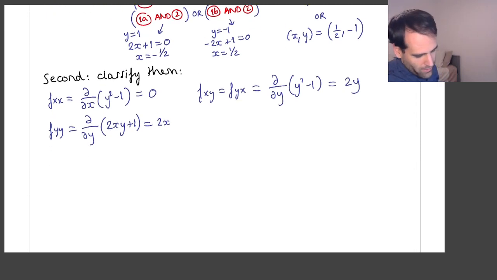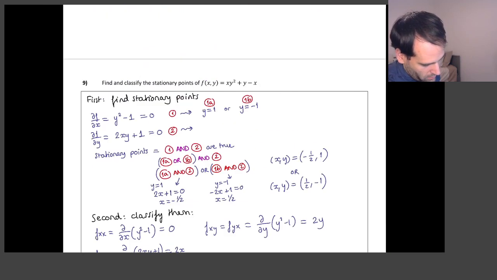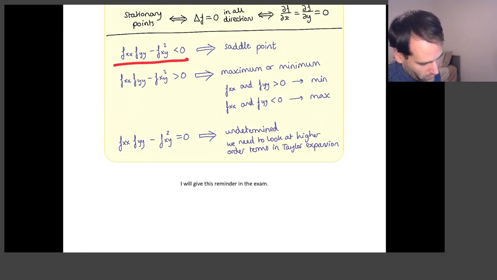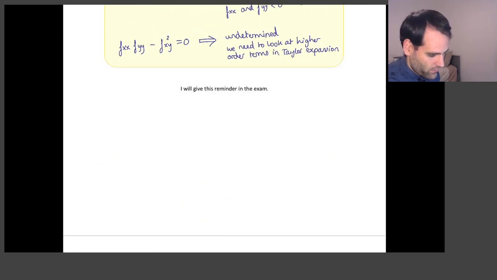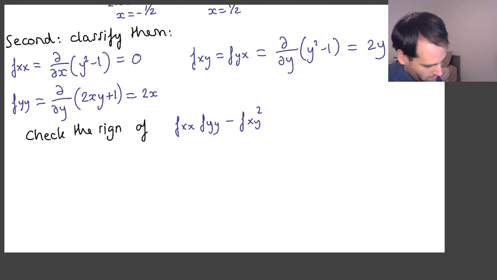Okay, so now we have them. Now what is the sign? Now check the sign of the term fxx times fyy minus fxy squared, which is given. This is always given. Check the sign of this at each stationary point.